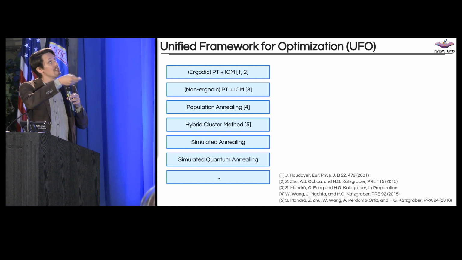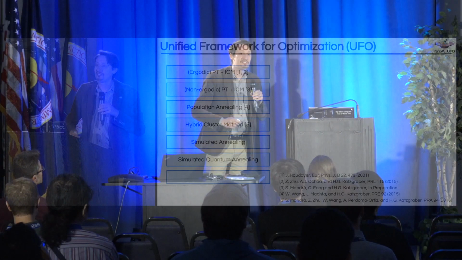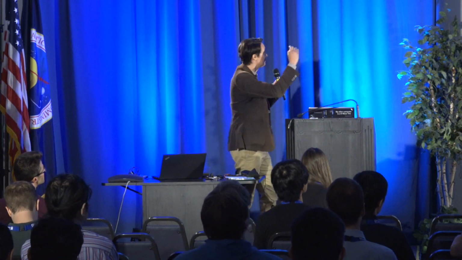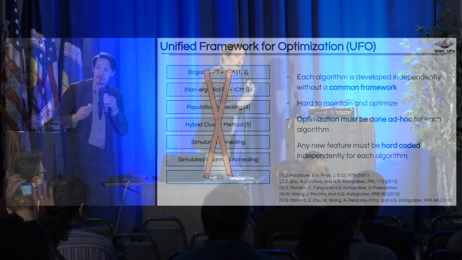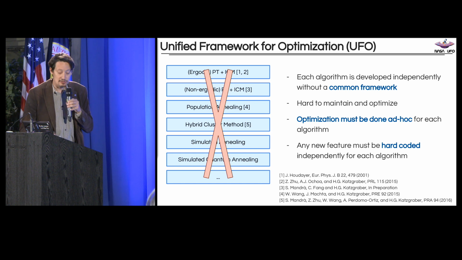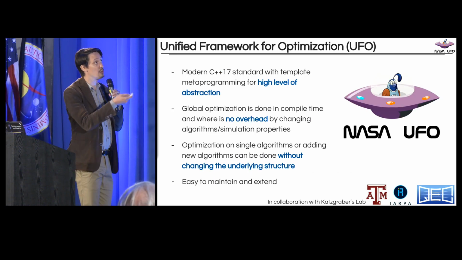However, for each of these algorithms, we have a different code, which is written in a different way, using different languages. And every time we have to fix a bug, we have to hard code it in every single one of these codes. There is no common framework. Every optimization must be done explicitly for every one of these codes. And therefore, it's prone to have even more bugs. That's the reason why we have started to design UFO.